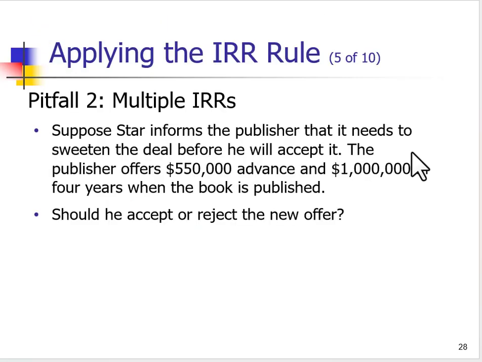What if we have some multiple internal rates of return? In this case, we're going to kind of sweeten up this deal a little bit, right? So the publisher is going to give you $550,000 today, and $1 million in 4 years. But of course, you have to give up the cash flow in between. Again, should you accept or reject this offer?